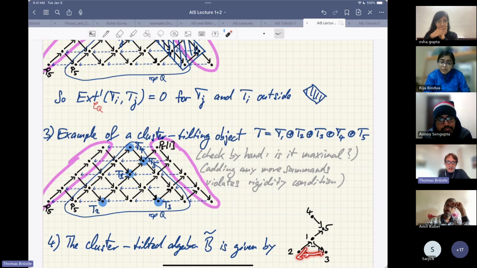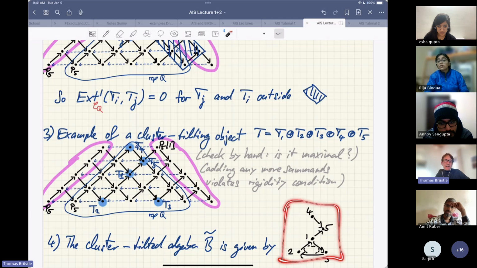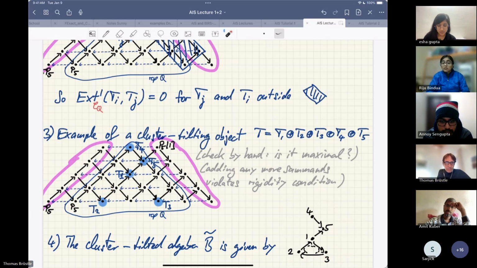So this is an algebra which is slightly larger than the tilted algebra, because now we enlarge the category, so we have the possibility to have more morphisms. And I do have zero relations between these morphisms. If I compose any two of them, I will always get zero. So that's really the cluster tilted algebra.